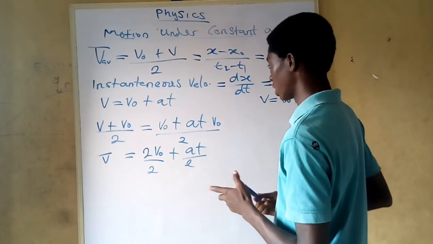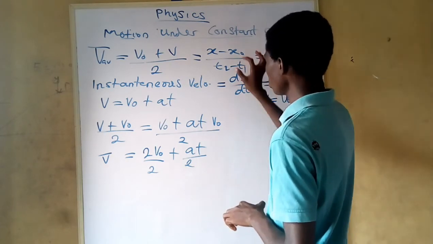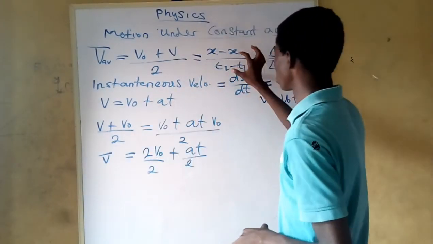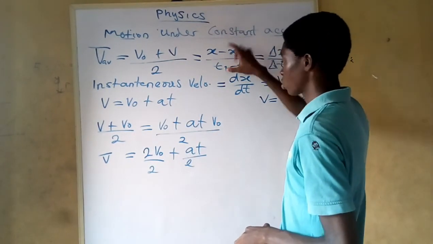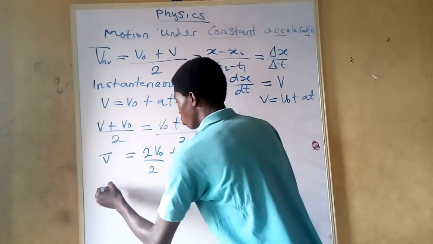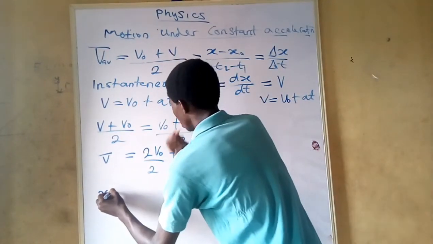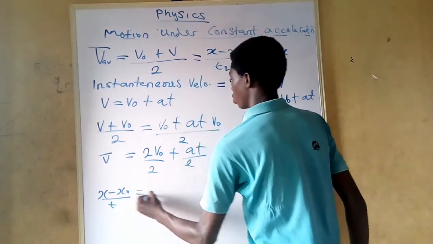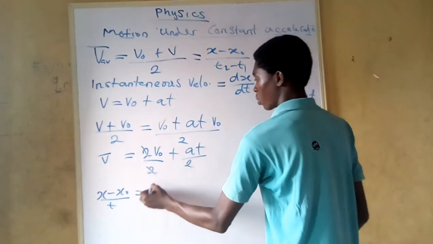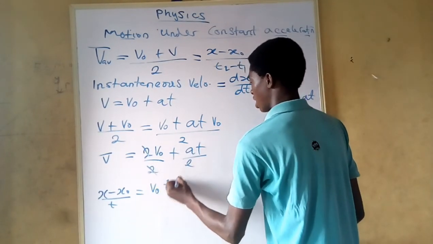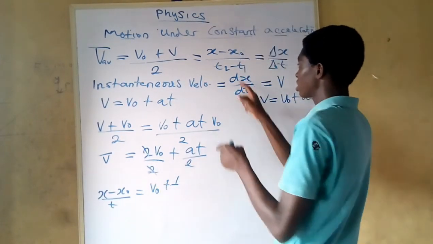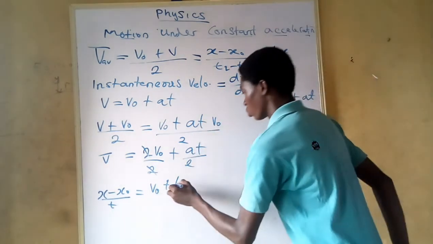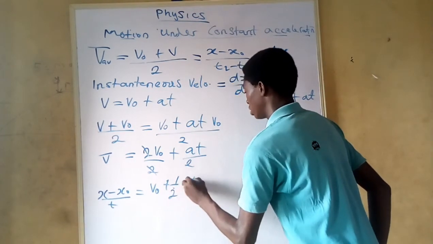So that is it. And then look at it again. This average velocity is also equal to this. So let us put this in the equation. So this is going to be x minus x naught over t equals, now 2 can cancel 2, we have v naught plus half at, where the difference in time, I just call it t here.